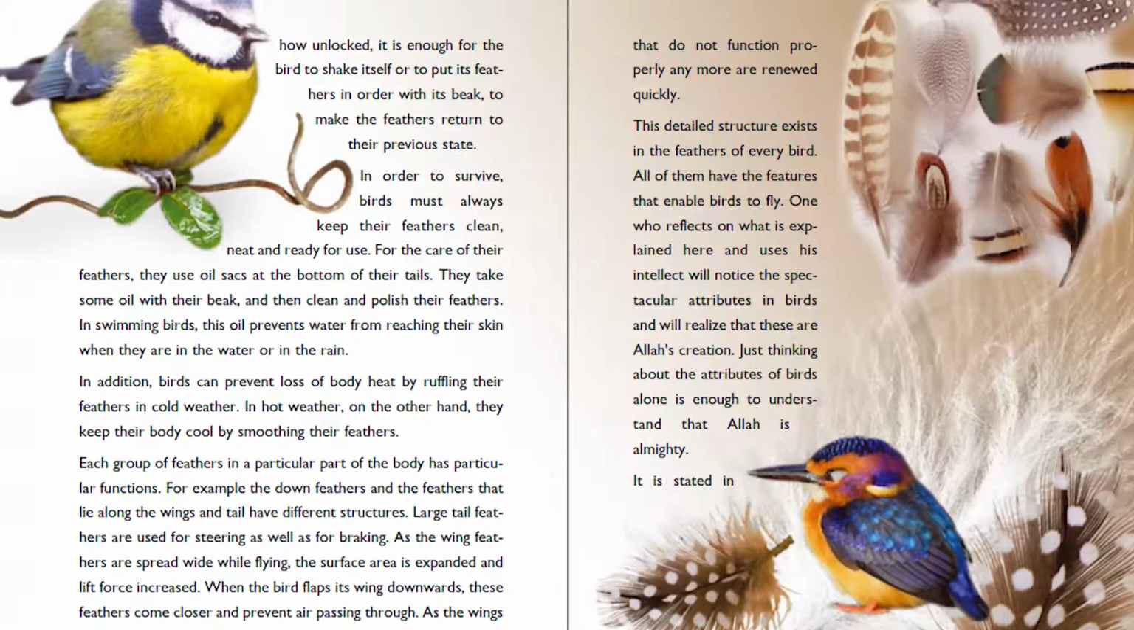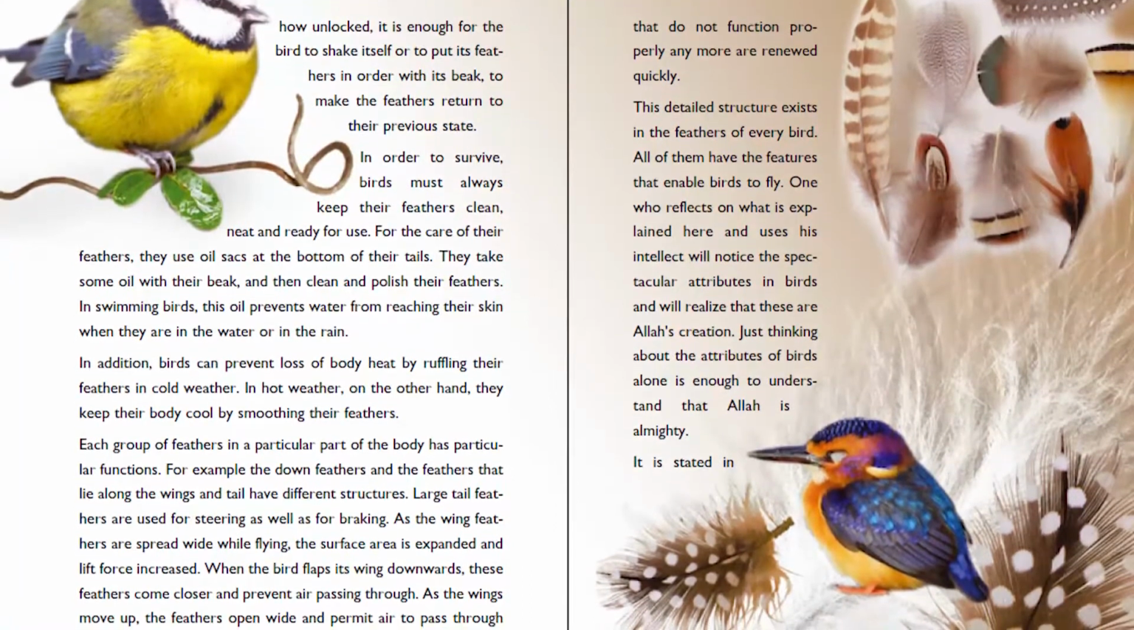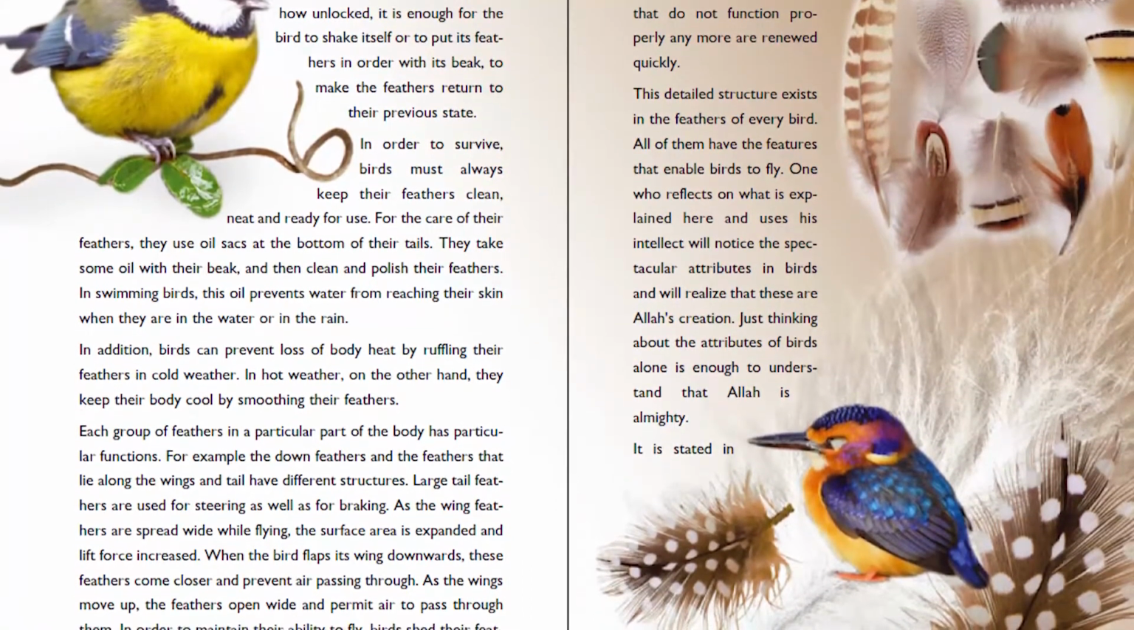Each group of feathers in a particular part of the body has particular functions. For example, the down feathers and the feathers that lie along the wings and tail have different structures. Large tail feathers are used for steering as well as for braking.